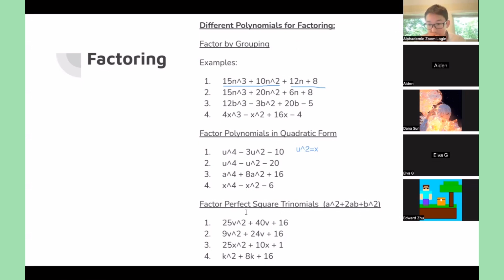Next, perfect square trinomials. Just using the equation a squared plus 2ab plus b squared, you'll be able to pretty handily figure out how to factor it. So for this, 25v squared, a in this scenario would be 5v, sorry, and then 2ab. So in this case, and then plus b squared, so b would be 4. These are just a lot of different cases on factoring and how you would factor.